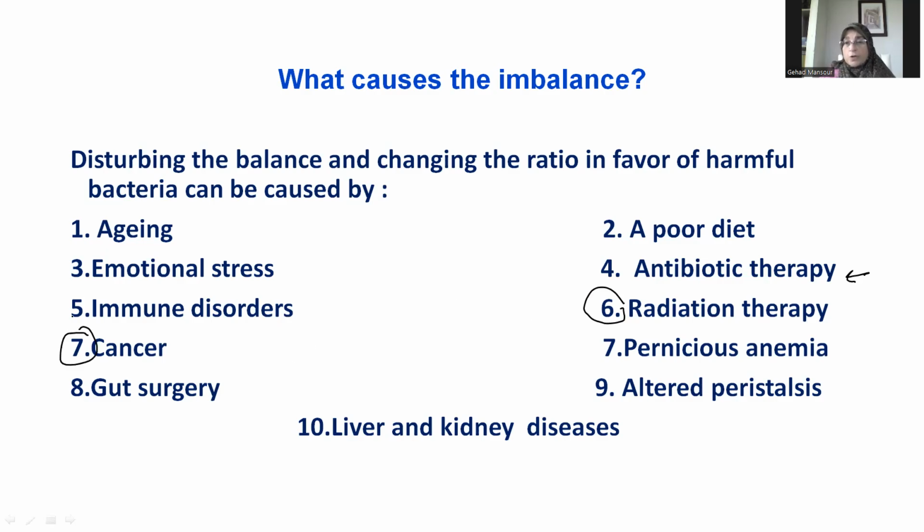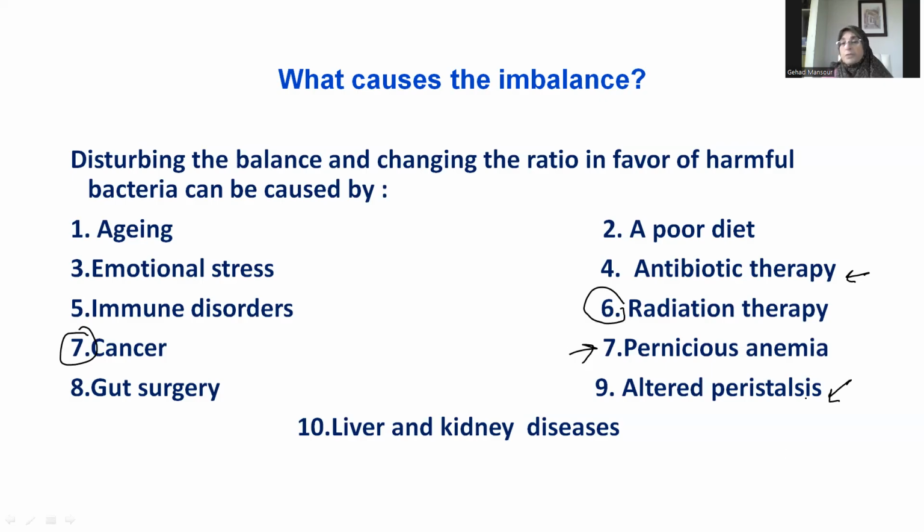A famous cause, of course, of imbalance between pathogenic and friendly bacteria in favor of the pathogenic bacteria is radiation therapy, and chemotherapy, of course, that is taken in cases of cancer. And that's why many people, after having received radiation therapy or chemotherapy, will suffer from vomiting and diarrhea, because the friendly bacteria are being killed and the pathogenic bacteria are overriding. Certain types of anemia, like pernicious anemia that results from a severe vitamin B12 deficiency, might result in this imbalance. Surgery affecting the colon and the gut, and altered peristalsis.